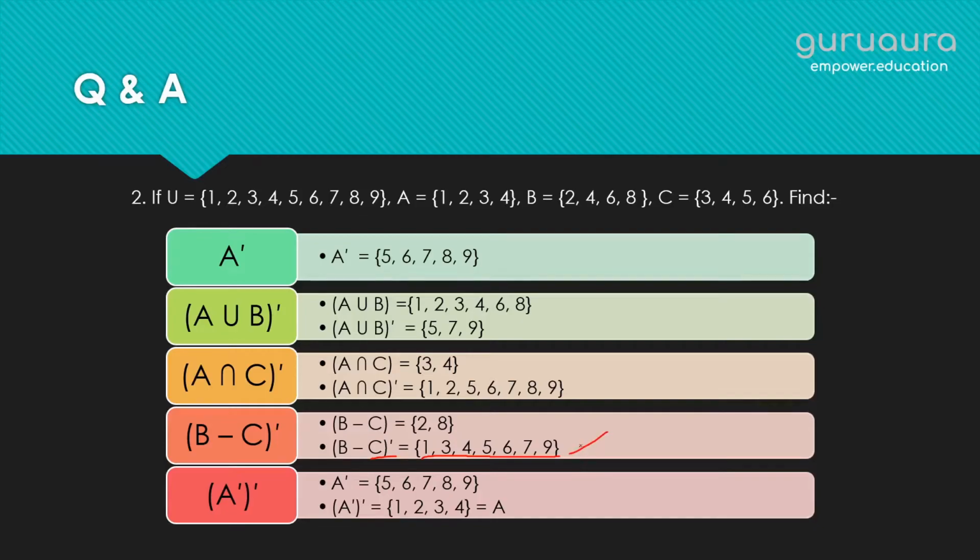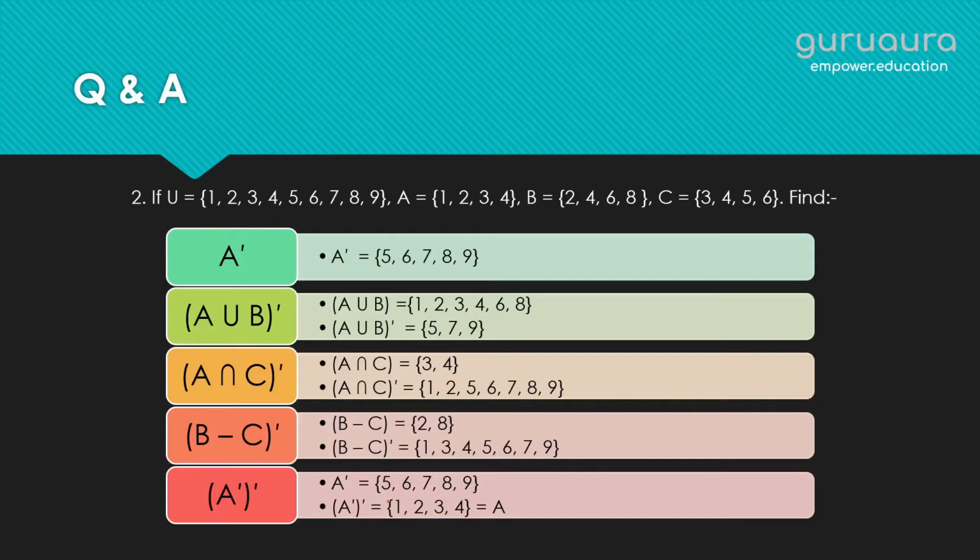Now, what's A complement whole complement? A complement whole complement is one of the property of complement of sets, which is law of double complementation, according to which A complement whole complement is equal to the set A itself.